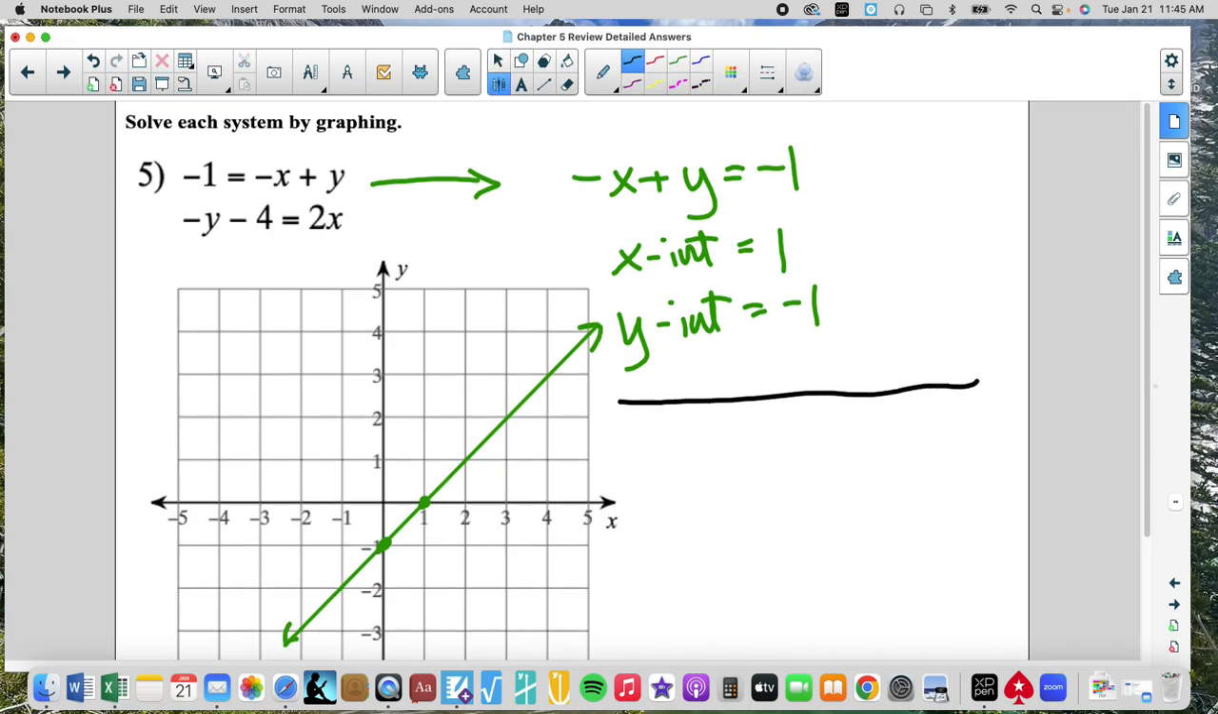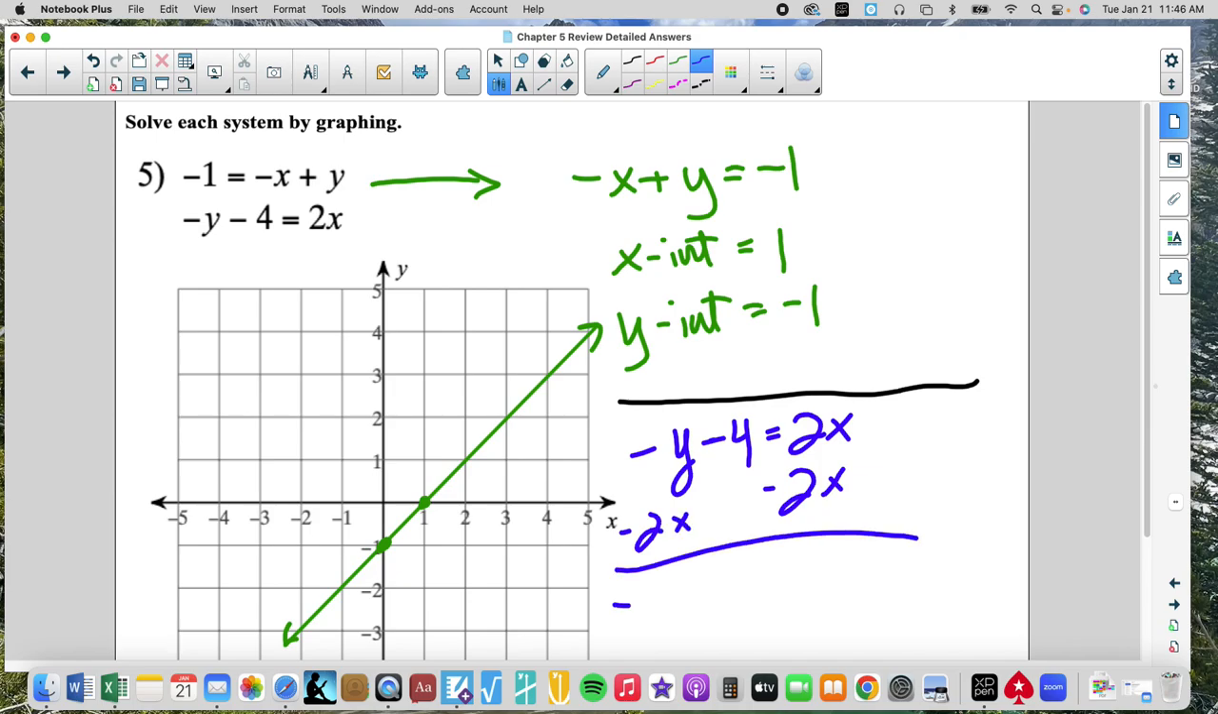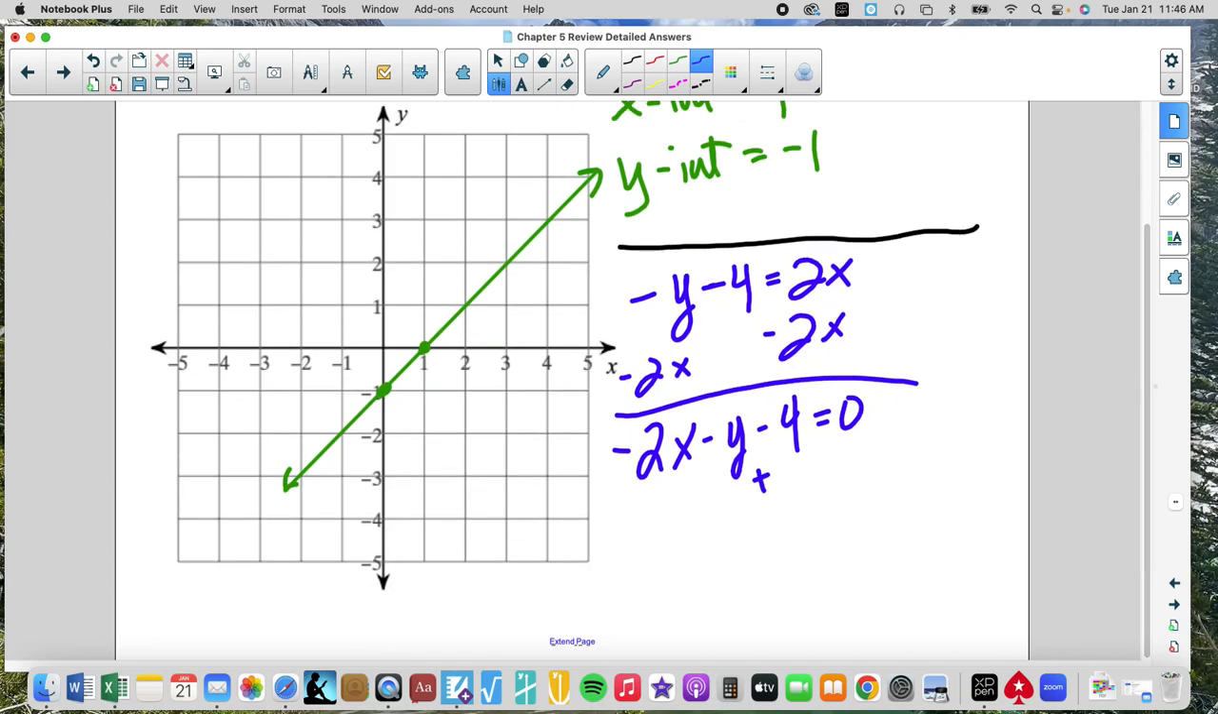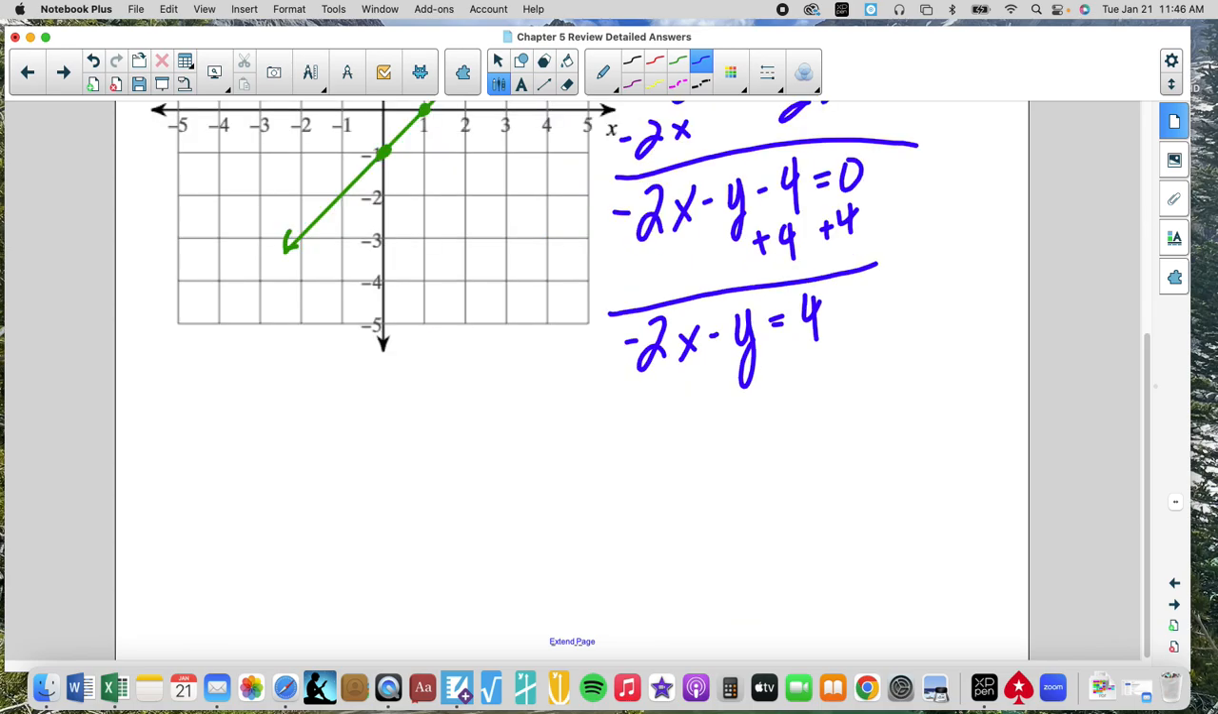Now, this other equation, -y minus 4 equals 2x. So there's two things I can do. I can move the x over. Getting rid of a positive 2x, I have to subtract 2x. And then I can move the constant over. How do I get rid of a -4? By adding 4, and I get this standard form.